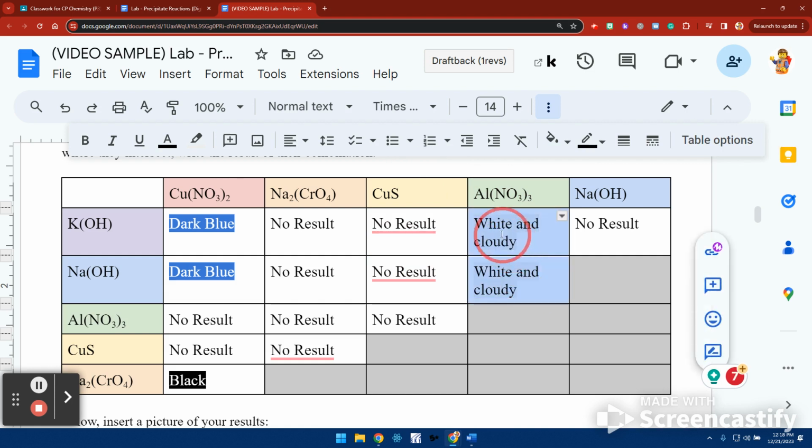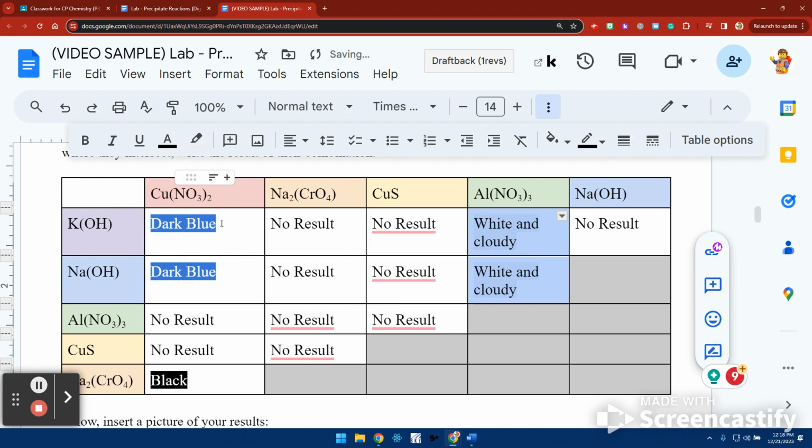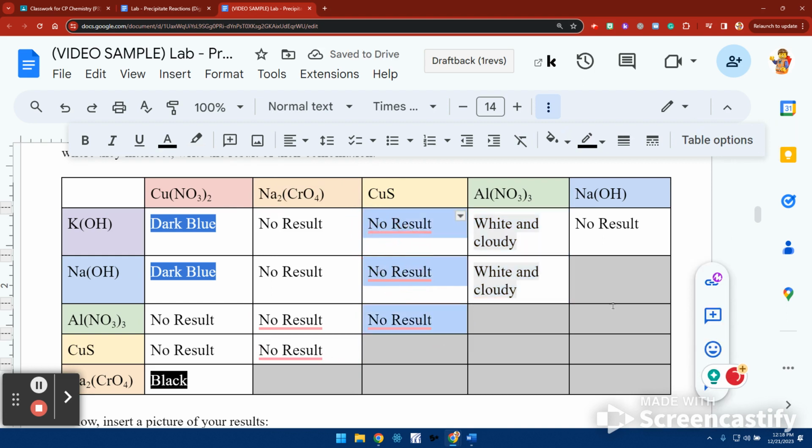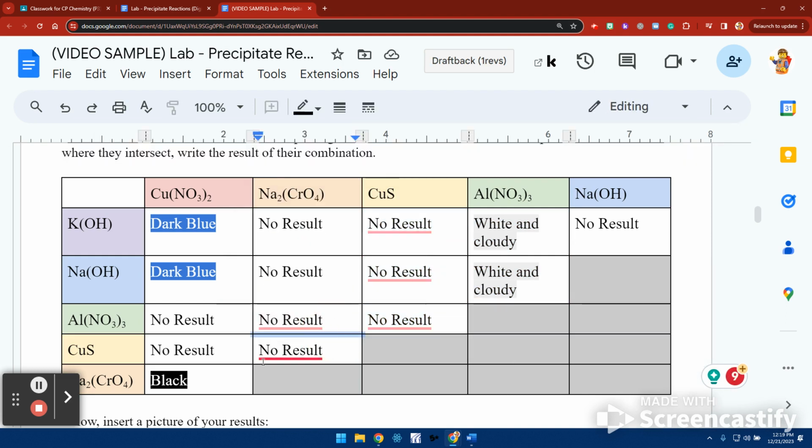So you are just writing down which substances you are combining together on the sides there, and then you are writing down what your results are in this chart. If you combine the 2 liquids together and nothing happened, then you would just write no result. That's it. No compound made, and that's totally fine.